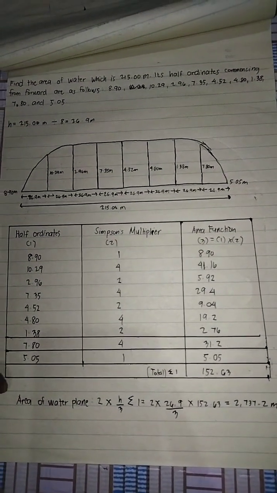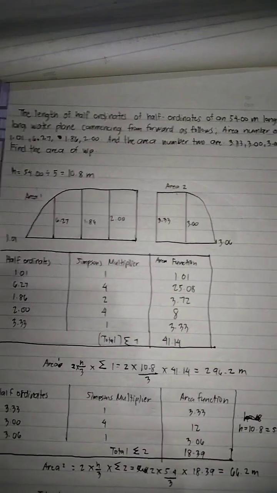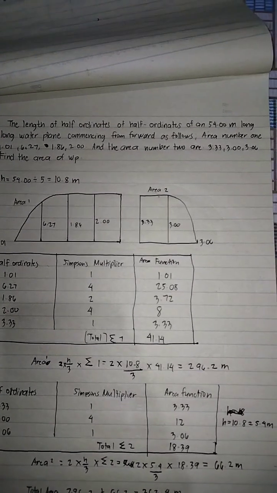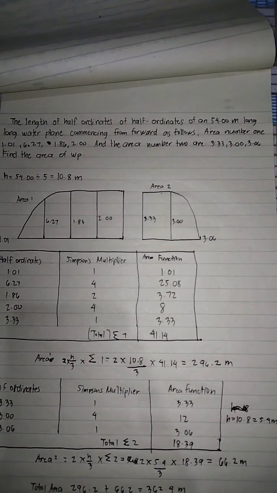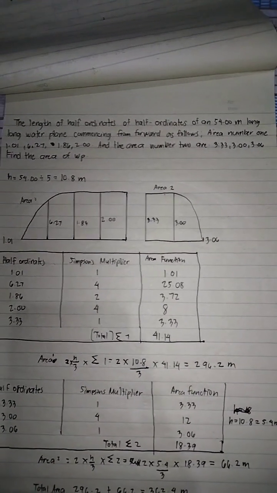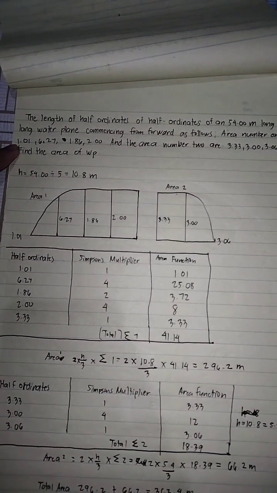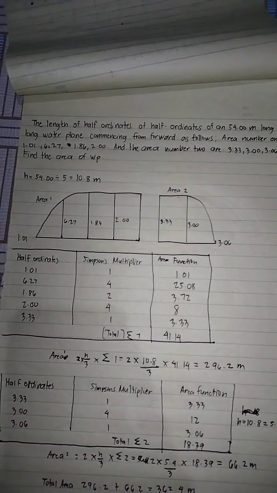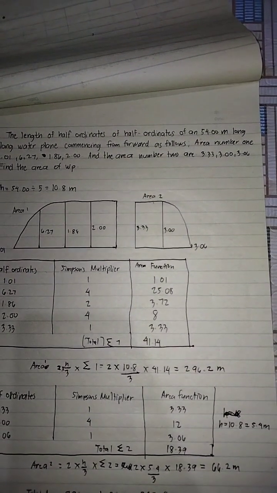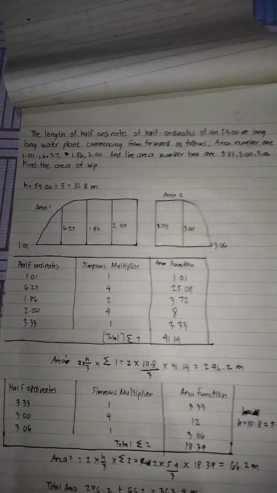So let's move on to the third sample. The length of the half ordinates of the water plane is 54.00 meters long, commencing from forward as follows. Area number 1 consists of 1.01, 6.27, 1.86, 2.00, and area number 2 consists of 3.33, 3.00, 3.06. Find the area of the water plane.